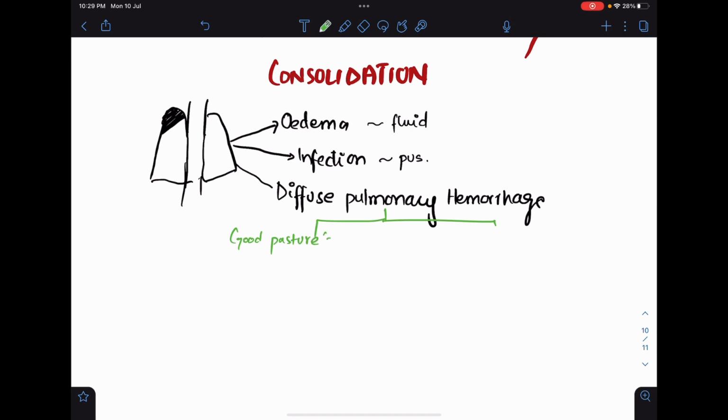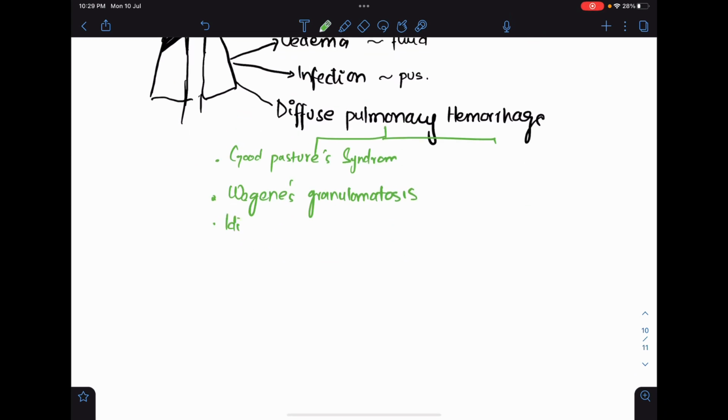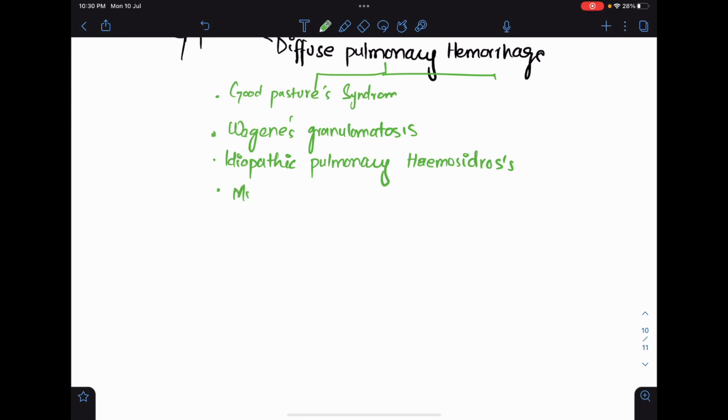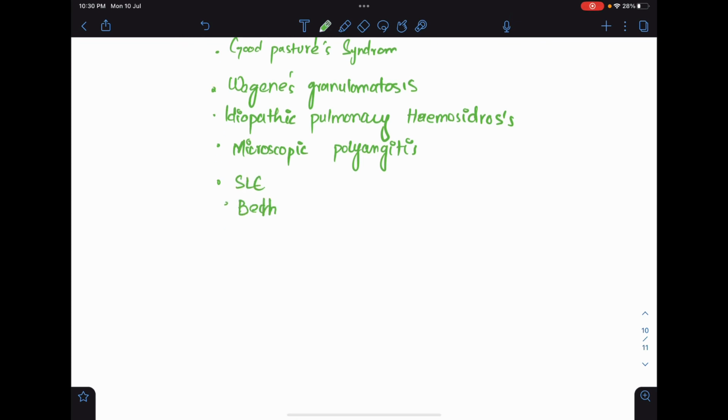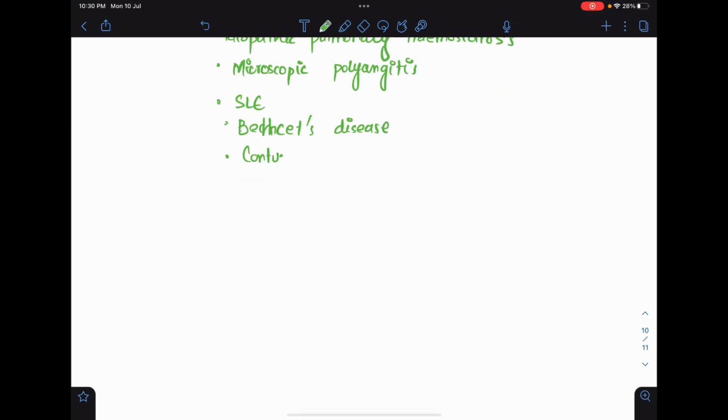Examples of diffuse pulmonary hemorrhage are Goodpasture syndrome, Wegener's granulomatosis, idiopathic pulmonary hemosiderosis, microscopic polyangiitis, SLE, that is systemic lupus erythematosus, and Behçet disease. It can be due to contusion. It can be due to bleeding diatheses, which involve continuous flow of blood or some bleeding disorder, or pulmonary infection.